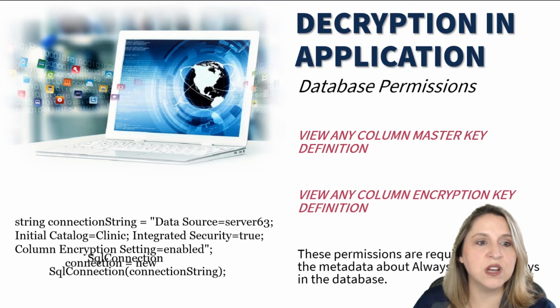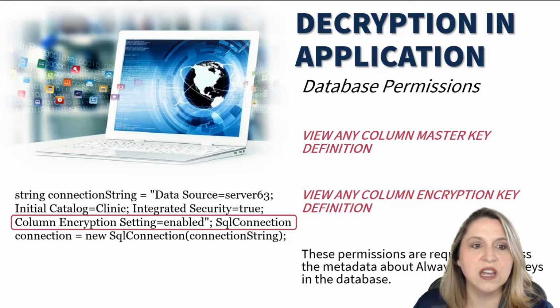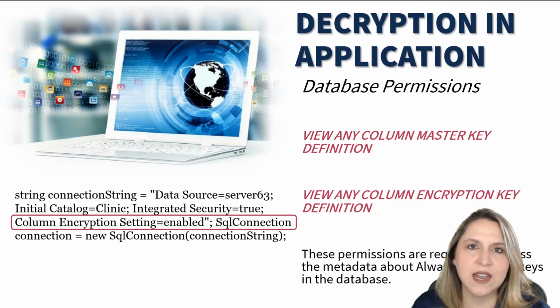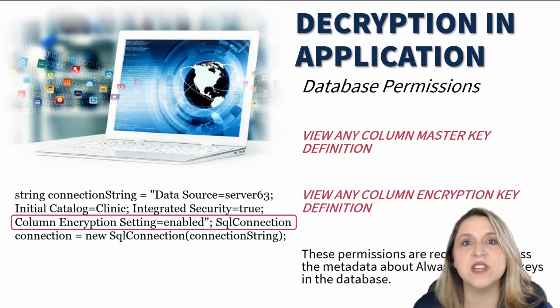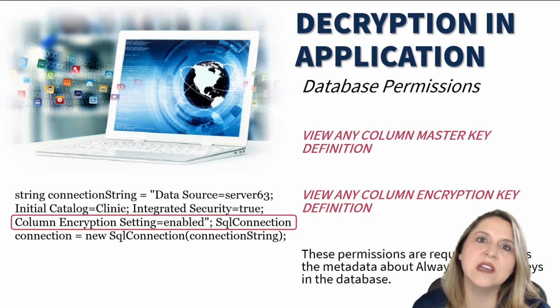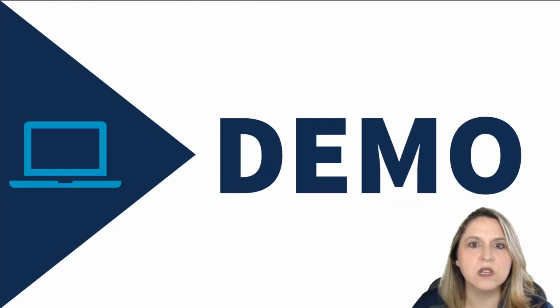And if you look, when you're actually creating an application and you're doing your application connection string, it has the same thing that we saw in the SSMS window. The column encryption setting equal to enabled. You have to have that in order for it to know that it's going to have to get that key information in order to decrypt that data. So let's go and walk through a demo.